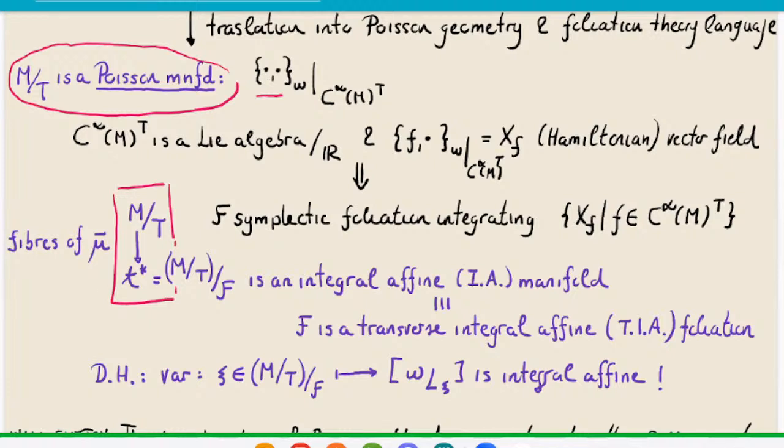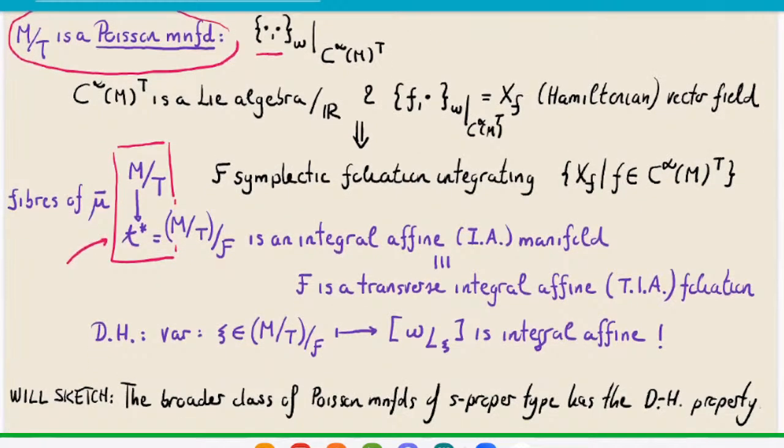What's interesting now is that you can interpret the target of the momentum map as the quotient space of your foliation. The foliation is very trivial because it's given by the fibers of a fibration, but still, you can think of the quotient as its leaf space. And the leaf space, which is T star or an open subset of T star, happens to be an integral affine manifold. So the symplectic foliation of M modulo T has a transverse integral affine structure.